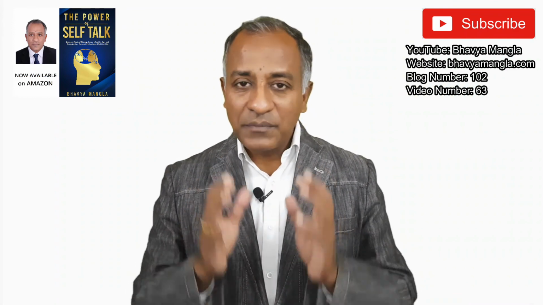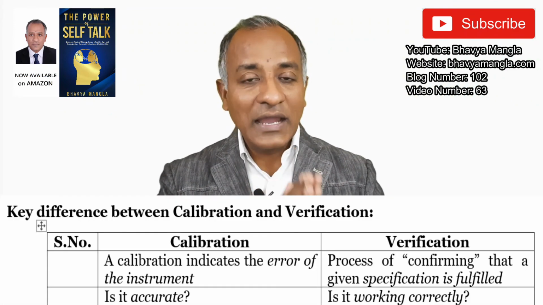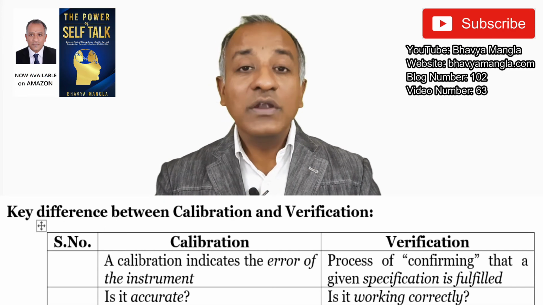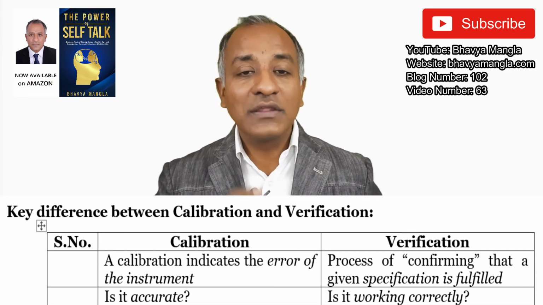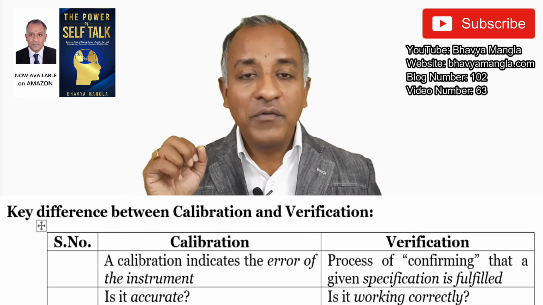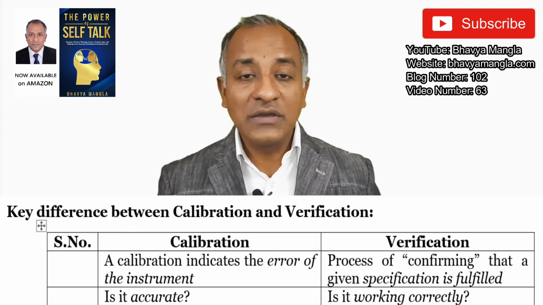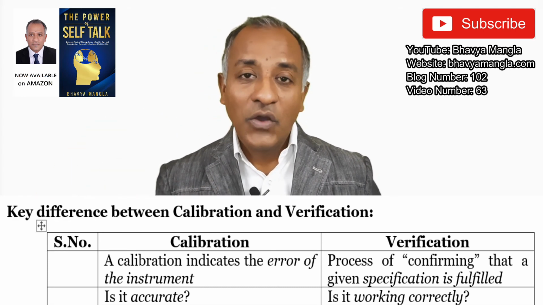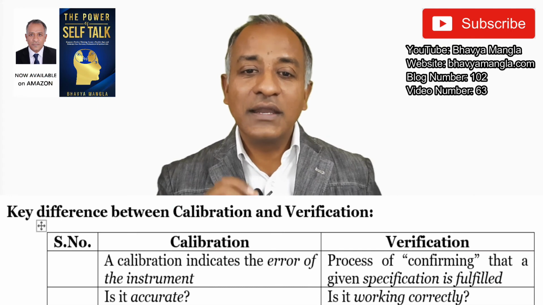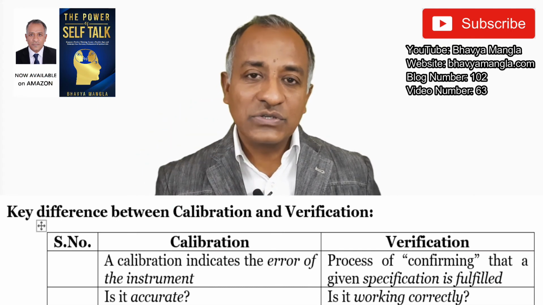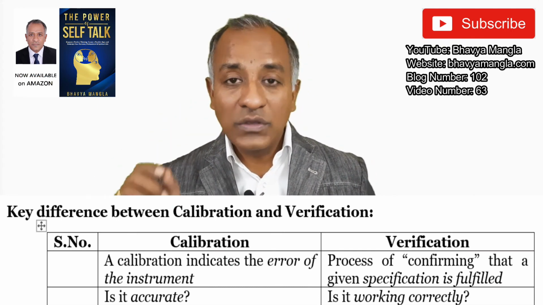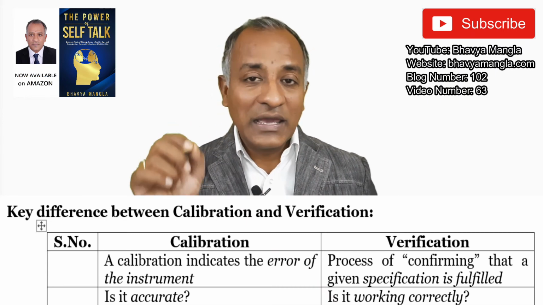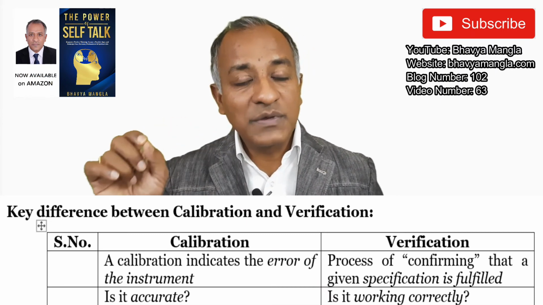To summarize the difference between calibration and verification: when we talk about calibration, we are asking whether it is accurate or not. When we talk about verification, we are saying whether it is working correctly or not. When we talk about calibration, we are saying what the error in the instrument is. When we talk about verification, we just try to see whether that gauge is fulfilling the specification or not.